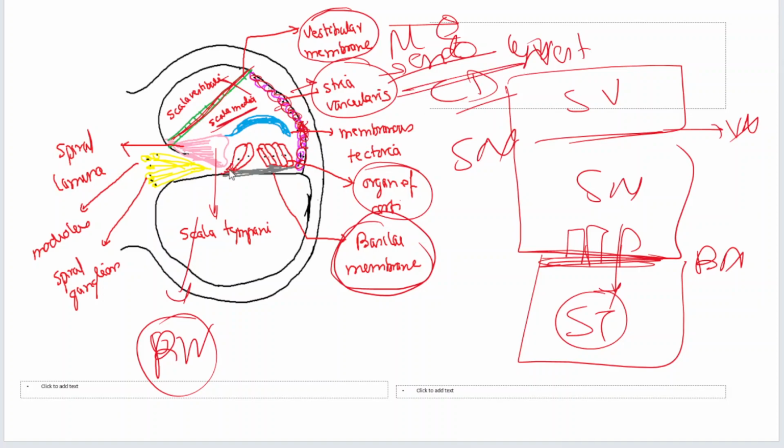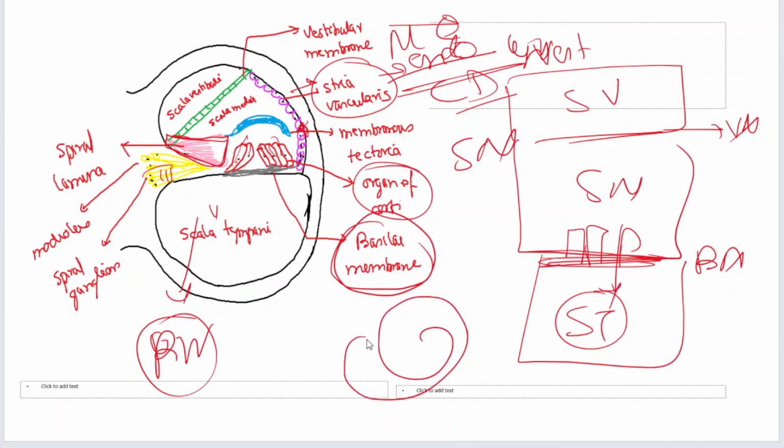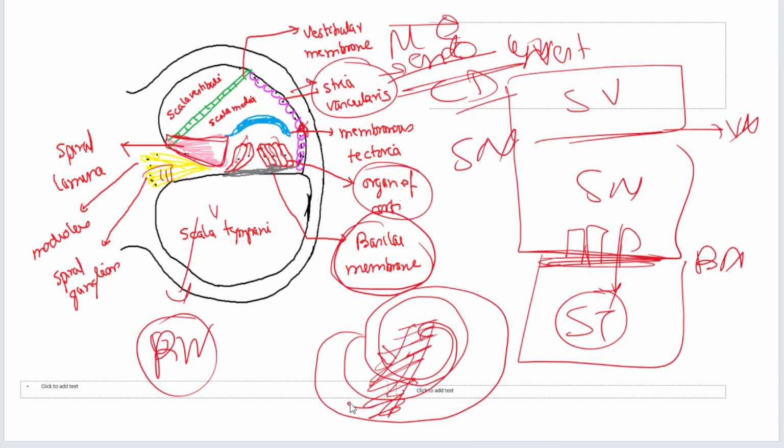Now, whatever depolarizations are happening, these hair cells are connected to the nerves. This nerve is nothing but the eighth cranial nerve, the vestibulocochlear nerve. This is the cochlear part of it. Here you have the spiral ganglion. All these are soft structures. The hard structure that you have is the spiral lamina, the bone of the modiolus. This is around a central cone of bone. That cone of bone, the modiolus, gives projections inside, which are called the spiral lamina.